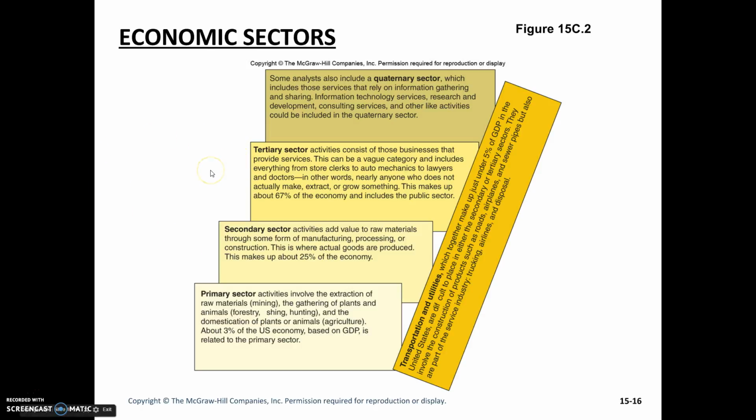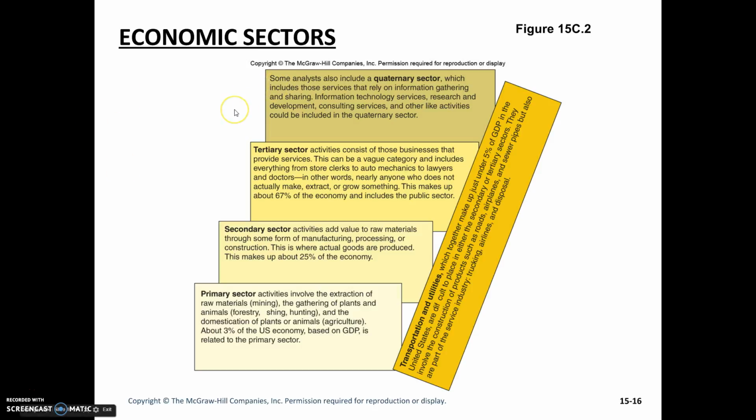A level above that consists of services, the tertiary sector. If you are engaging in the tertiary sector, you're providing services like haircuts, like the gas station clerk, like an auto mechanic, like a doctor, like someone that does something for you is a member of the tertiary sector, or someone that you pay to do something for you is a member of the tertiary sector. That makes about 2/3 of our economy and includes a lot of what the public sector does. So when the government, for example, provides social security services, or you consult the government and work with taxes and things like that, that falls into the tertiary sector as well.